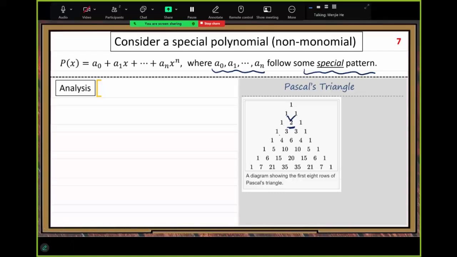This 4 is 1 plus 3. This 6 is 3 plus 3. Like that. This is correct everywhere. Everywhere, right? Like that. Pascal's triangle. Very interesting structure.